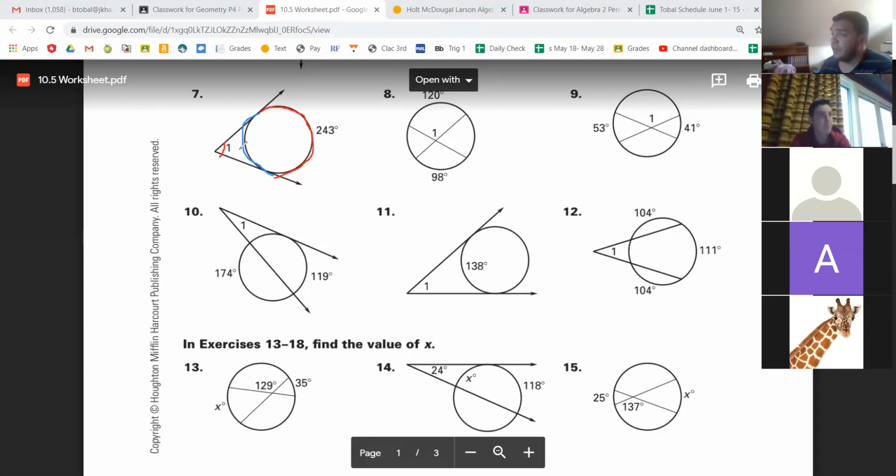If we don't know this one, we probably have enough information to figure it out. So we need to figure out that blue arc. Well, if this red one is 243 and a whole circle is 360, this blue one should be 360 minus 243. It should be what's left over of the circle. And 360 minus 243 is 117. So if that one's 117 and the bigger one is 243, we have the setup to find the outside angle.